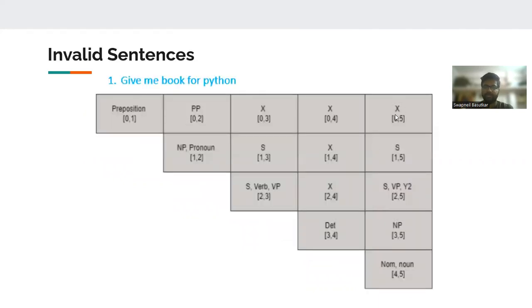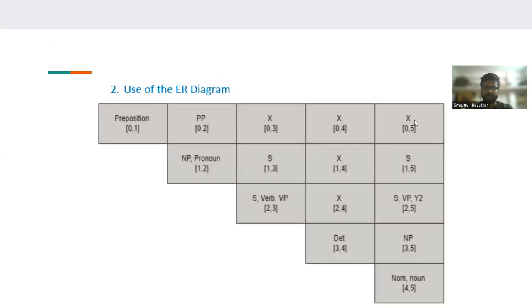And these are the invalid statements, where you see X here, where it's null. So that means this is not accepted. So for invalid sentences, we get X here, just like the previous one.